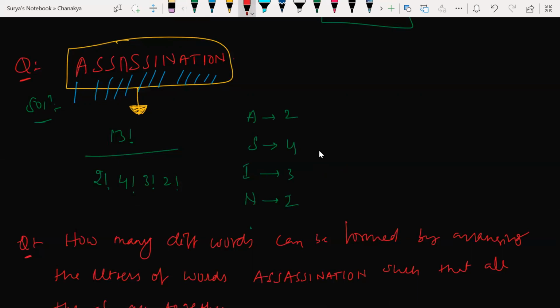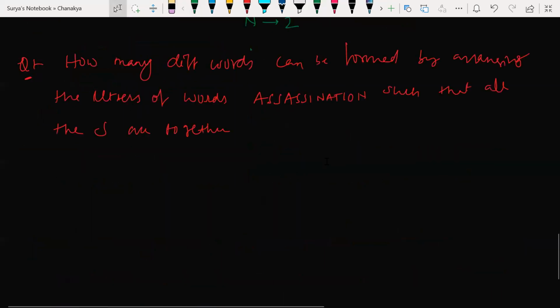Then for assassination, how many A's will come? Three A's and two I's. Same thing, right? At last, the same answer will come. Look at this here: three factorial, four factorial, two factorial, two factorial. Khatam. Isn't it? Yes.